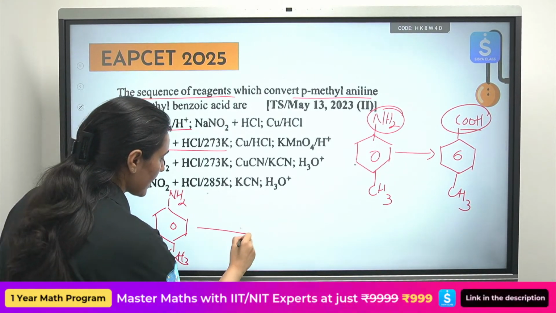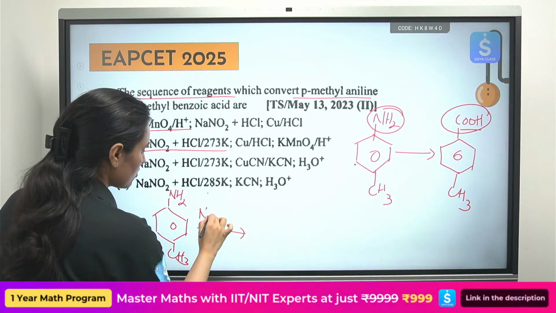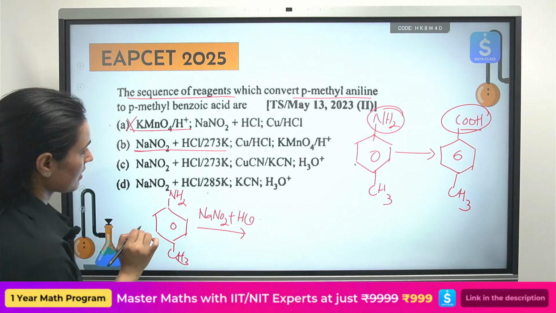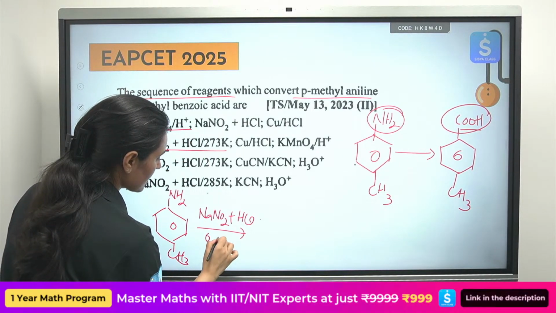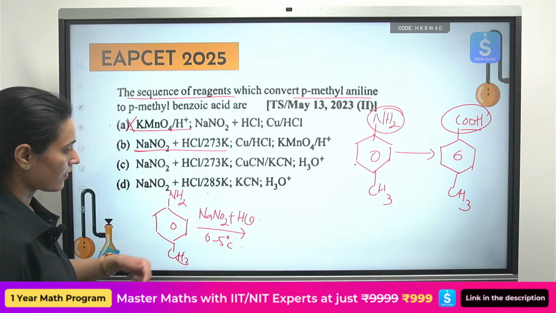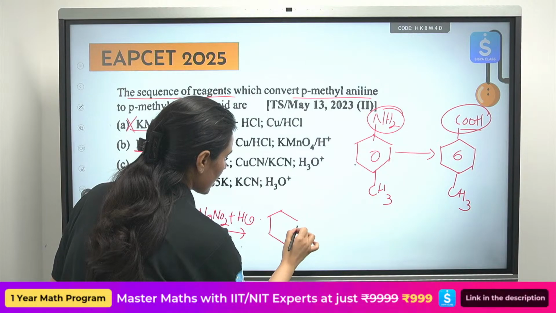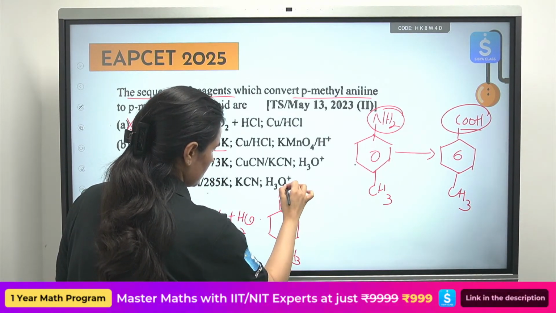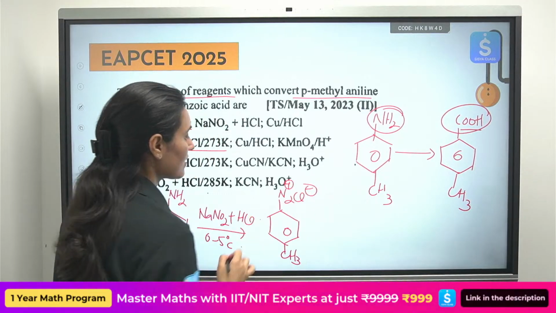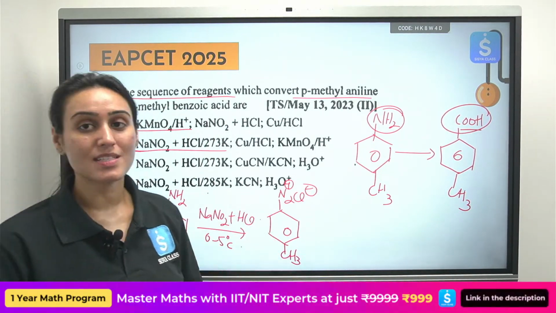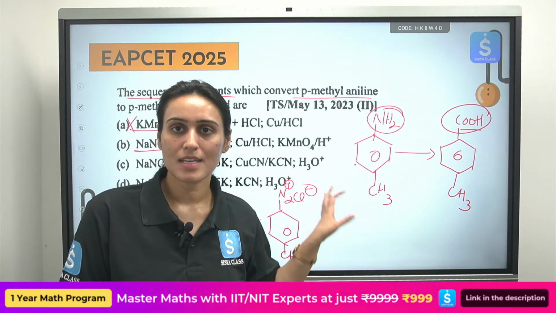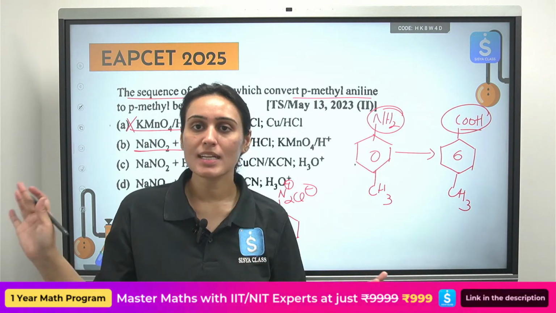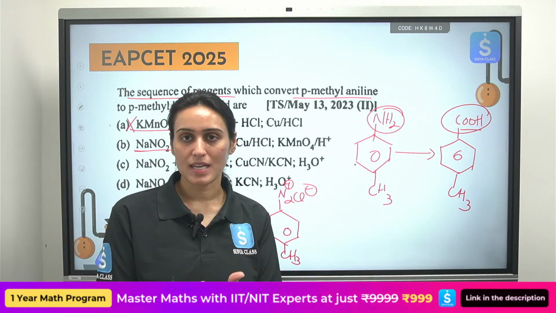First we are doing diazotization, NaNO2 plus HCl, 0 to 5 degrees Celsius. We will get the diazonium salt. Now from this diazonium salt, you can do the substitution easily. This is why we prepare the diazonium salt. It is so easy to prepare so many different aromatic compounds if you have prepared the diazonium salt.